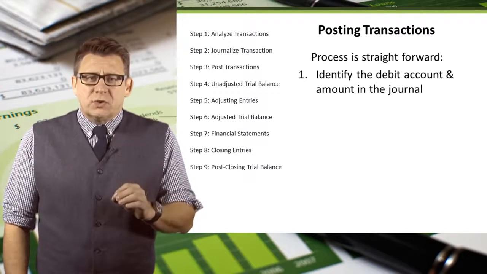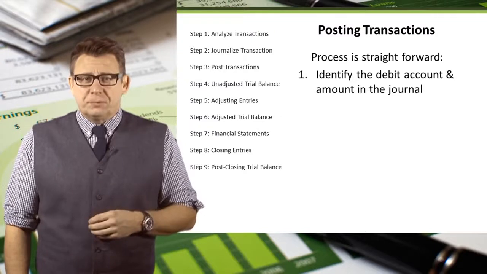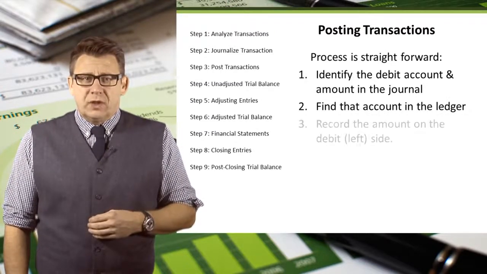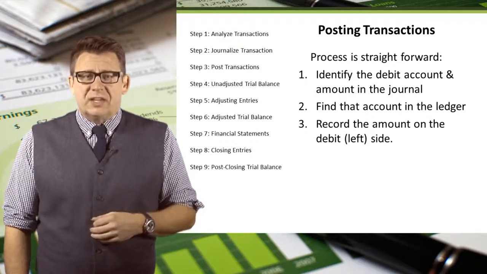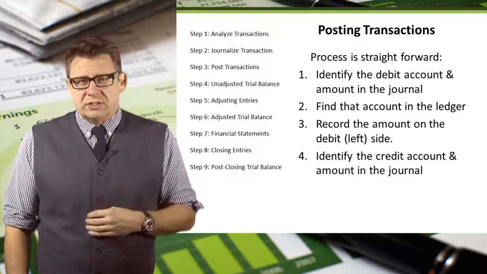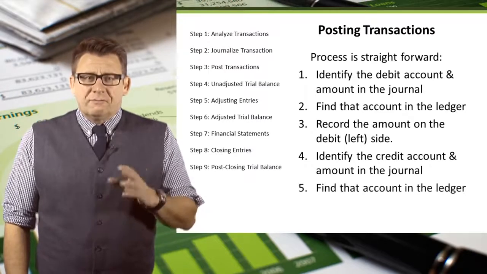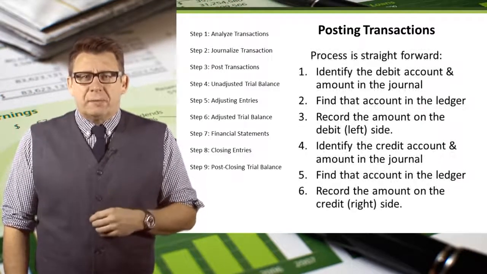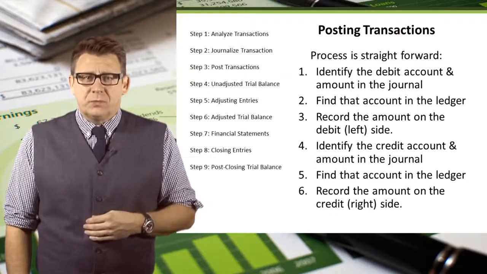It starts with identifying the debit account and the amount from the journal. Then find that account in the ledger. Record the amount as a debit or on the left side of the account. Then do the same thing for the credit account. Identify the credit account and amount, find that account in the ledger, and finally record the amount as a credit or on the right side of the account.